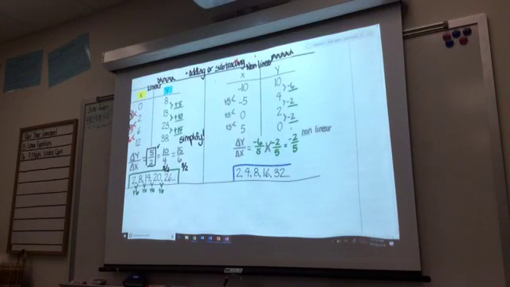2. How do you get from 2 to 4? Plus 2. What about 4 to 8? Plus 4. 8 to 16? Plus 8. 16 to 32? Plus 16. Okay, is that constant? No. So when I was adding or subtracting, it wasn't constant.